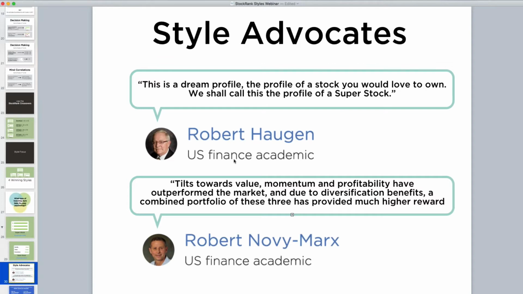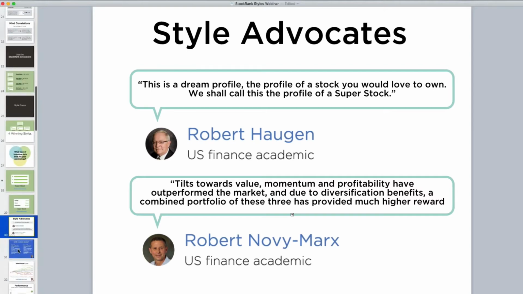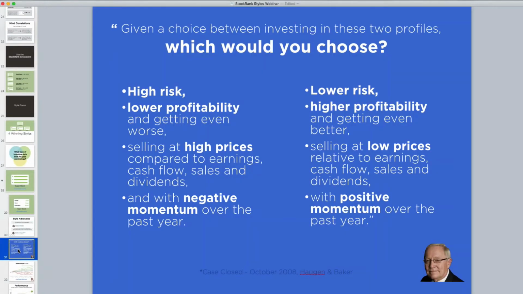And the academics have been looking at quality, value, momentum for decades and found a persistent outperformance to these ideas. Robert Haugen, in his book, said, when given a choice between investing in these 2 profiles, which would you choose? Would you choose a high risk, low profitability, high price company with negative momentum?